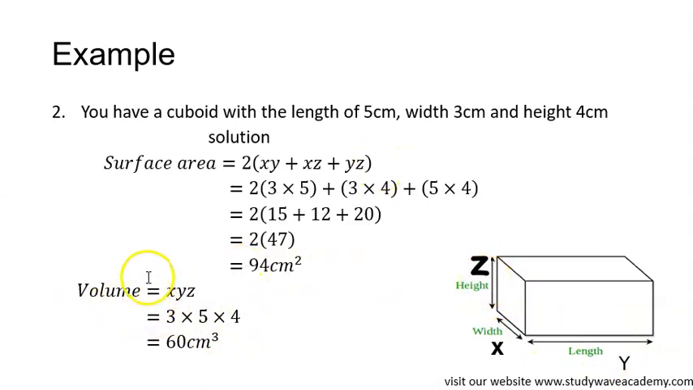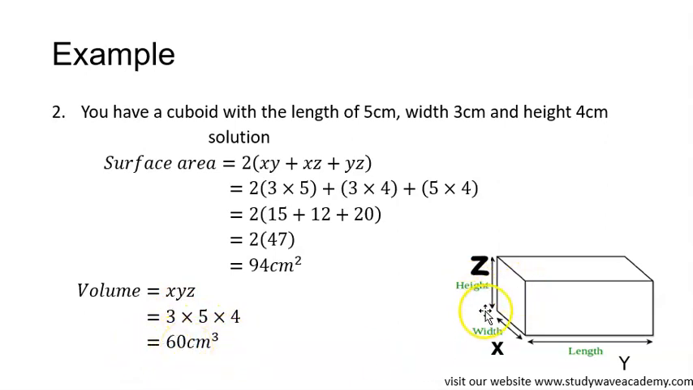So we input our numbers. X here is the width and the width is 3 centimeters. You write down 3 times Y, the length, and the length is 5 centimeters. You write down 5. And Z is the height. The height is 4 centimeters, times 4. So 3 times 5 times 4 is going to give us what? When you calculate 3 times 5 times 4, what is going to be your answer? 60 centimeters cubed. Remember, the volume is always in cubic units, right? So we have 60 centimeters cubed.